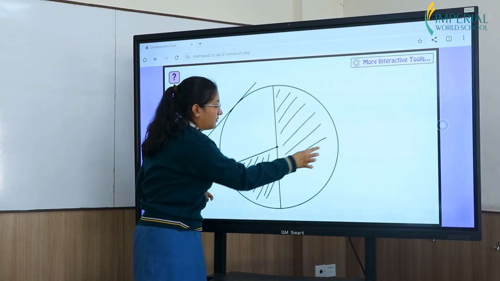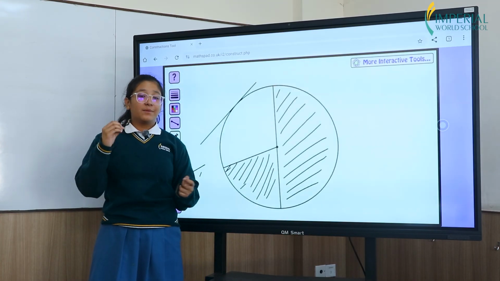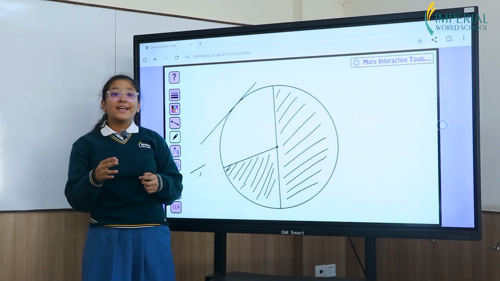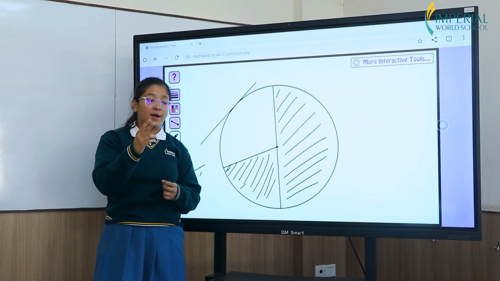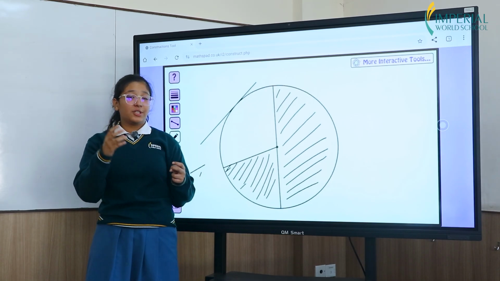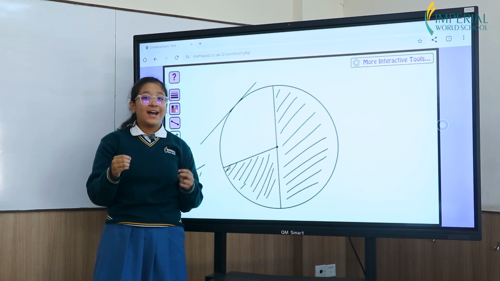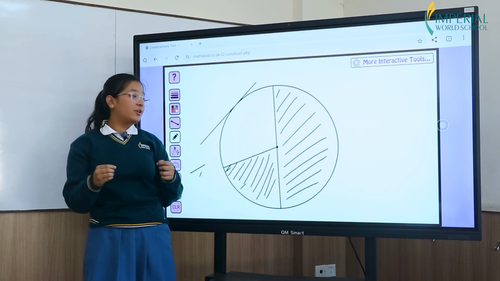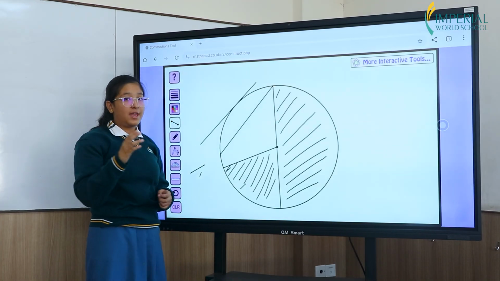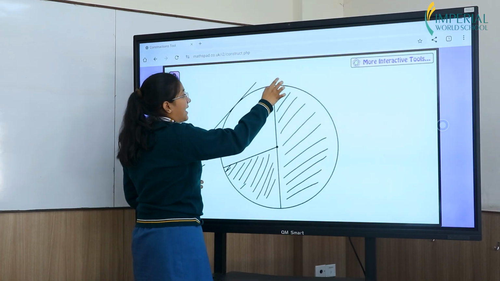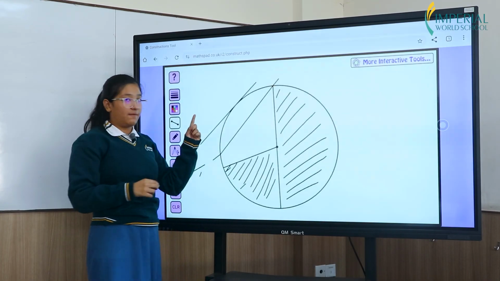And finally, the last component is called a secant. A secant is a line segment that passes through 2 points of the circumference. But the difference between the chord and a secant is that while a chord joins 2 points, a secant passes through 2 points. So, for example, if I draw a line from here to here, that would be a chord, but a secant passes through. So, it would be outside the circumference of the circle.